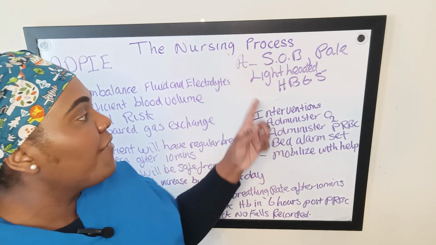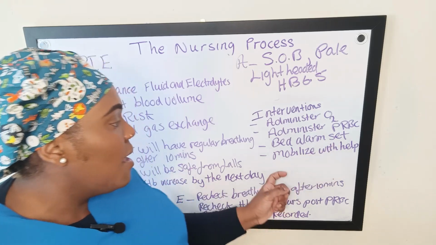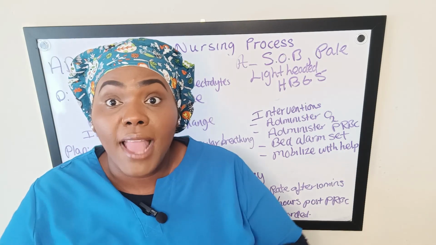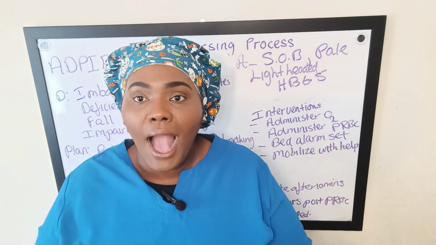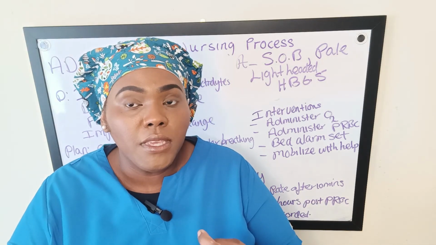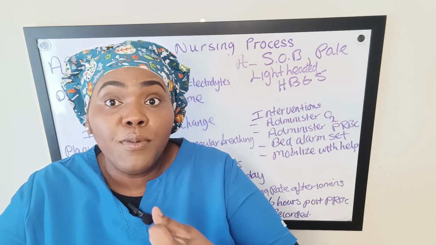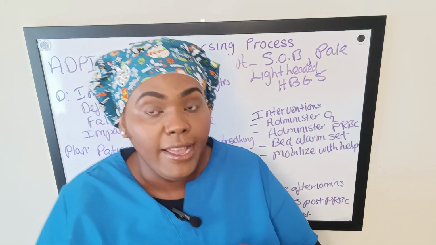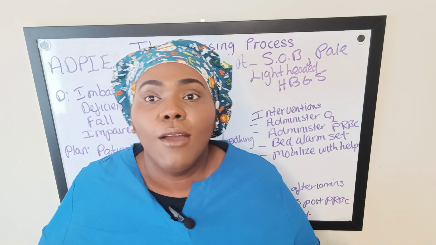We're going to do what? To prevent falls: bed alarm set. Mobilize with assistance. So those are our interventions that we are going to carry out for our patient with that low HB, lightheadedness, shortness of breath, and looking pale. Alright? Now what do we do next?